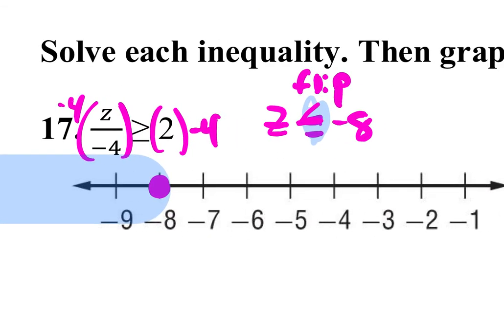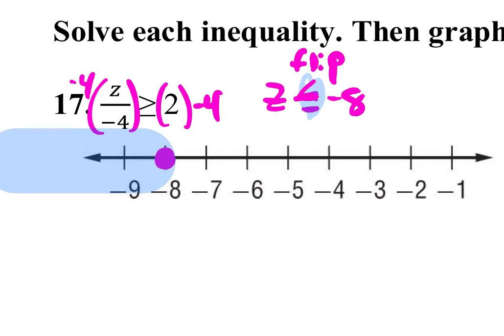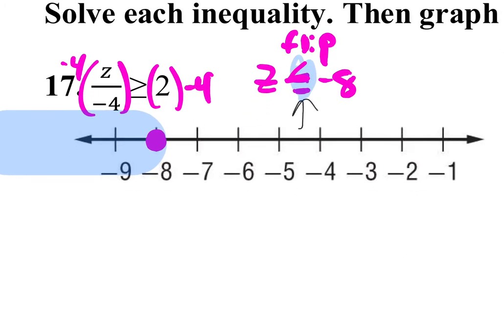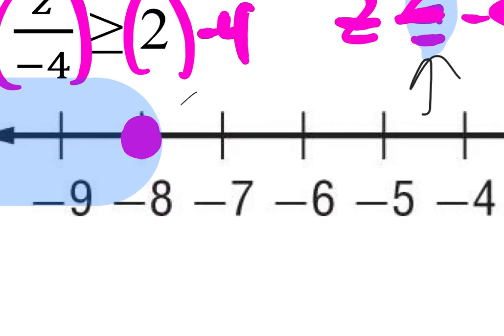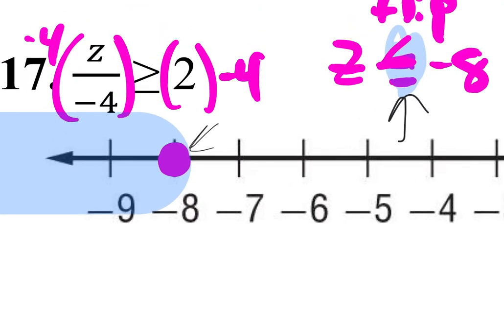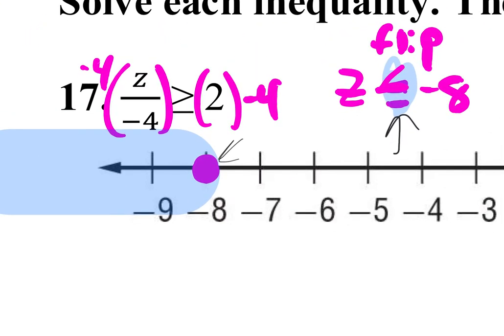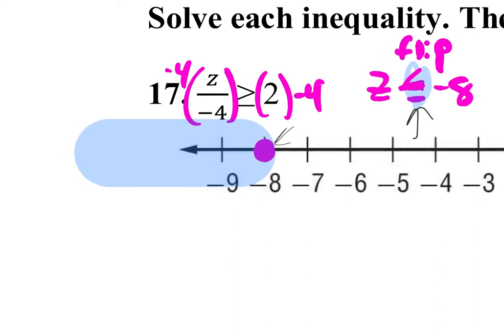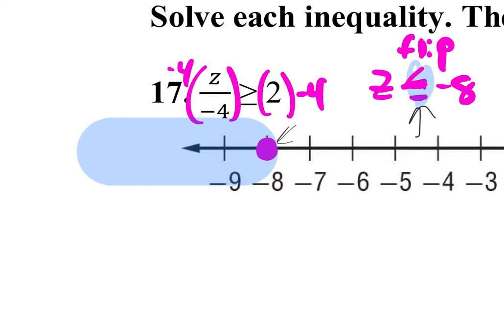So then I had to graph z is less than or equal to negative 8. So remember that there's a line under your inequality. It's a filled circle. And then we discussed a couple ways to know which way to shade. You can do less than, if your variable's on the left, you can shade the way the arrow's pointing.